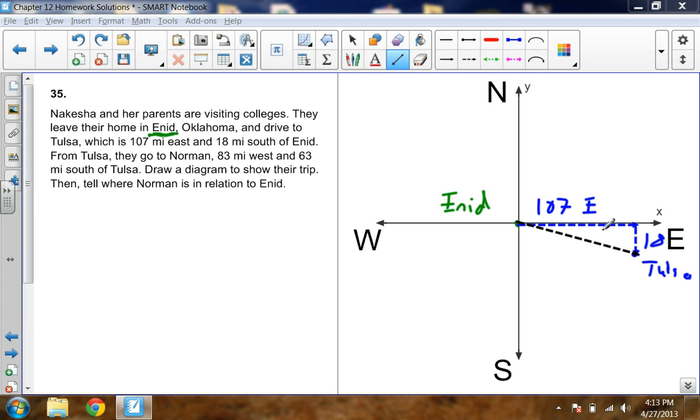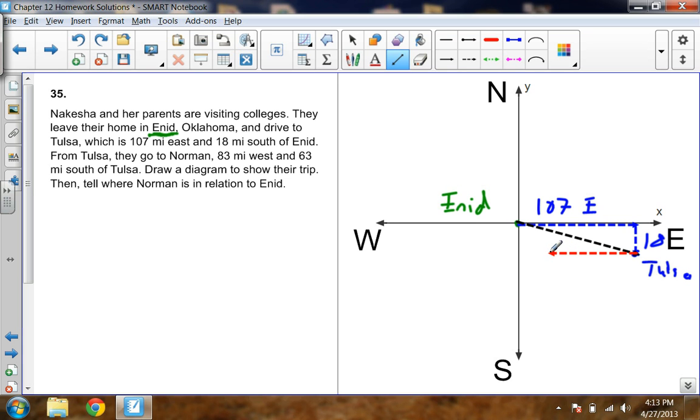All right, from Tulsa, I want to go 83 miles west and 63 miles south. Now I'll go back west, like so. No, not like so. Like so. And I shouldn't cross through here because 83 is less than 107. Now you don't have to be exact, but let's say I put it right there.